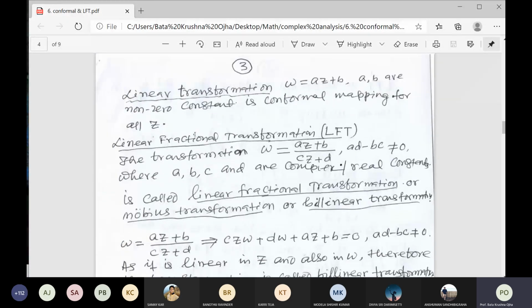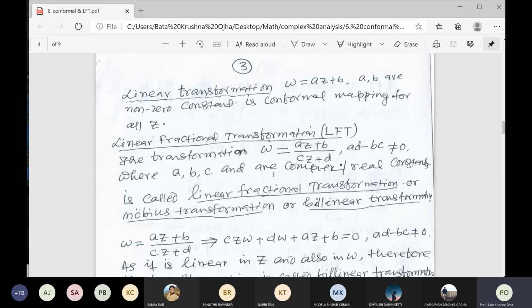Another transformation I will give you is the linear fractional transformation. It is called LFT for short, or bilinear fractional transformation, or its other name is Mobius transformation. It is linear, as in the definition of linear, az plus b. Fractional means p by q form. That is two linear transformations in fractional form.